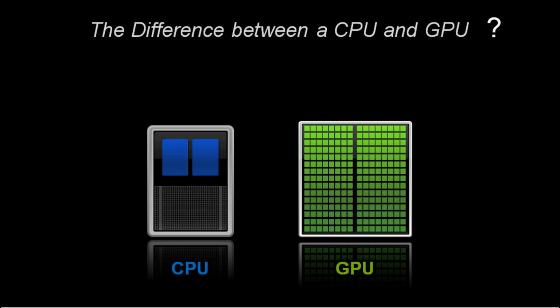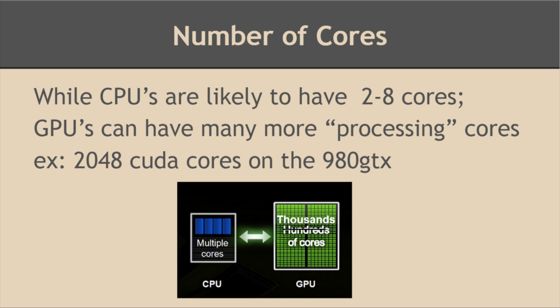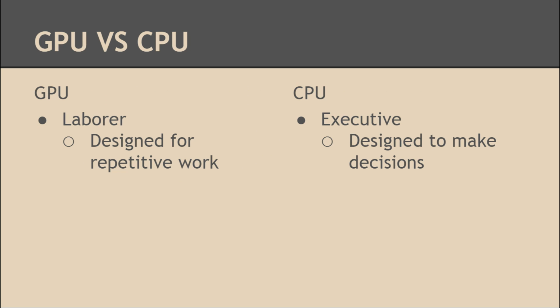We'll now discuss some of the common hardware differences between CPUs and GPUs. The first of these differences is the number of cores. Most consumer CPUs have anywhere from 2 to 8 cores, with some server processors going up to 16 cores, whereas GPUs have many more processing cores, although they are less specialized for executive work and better at repetitive work.